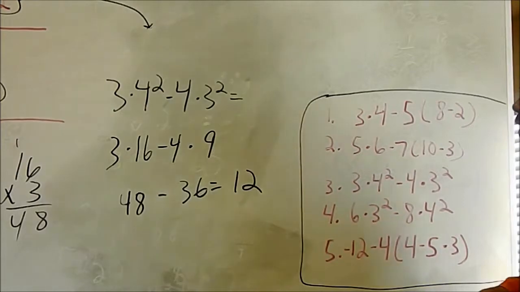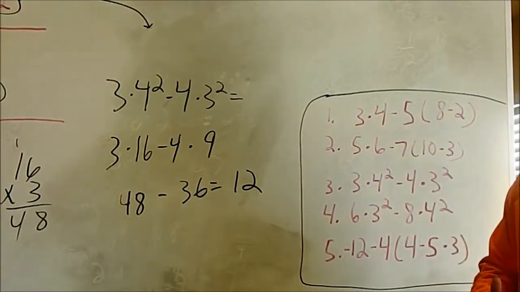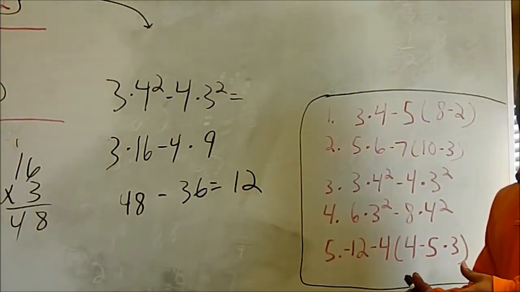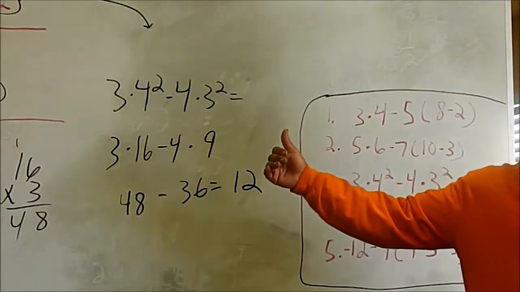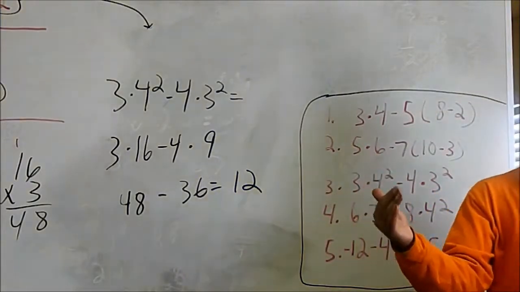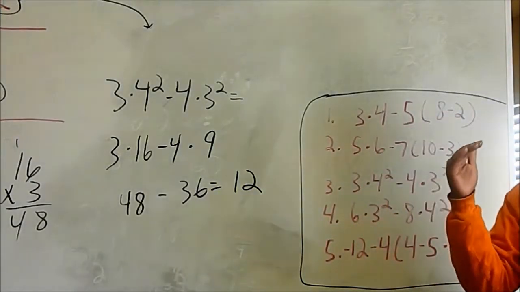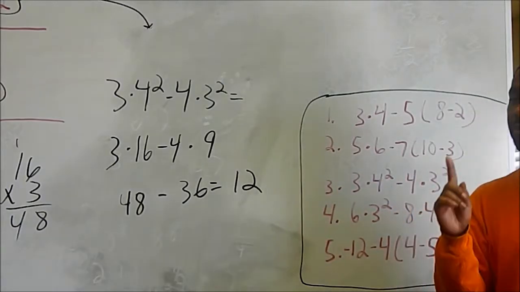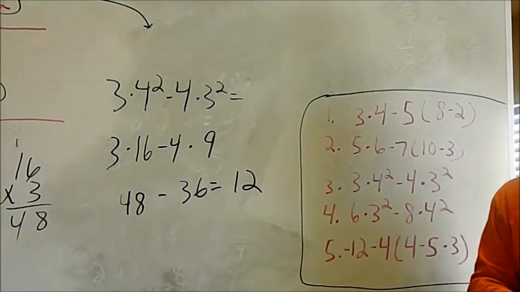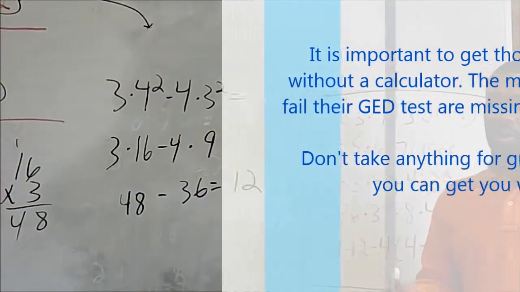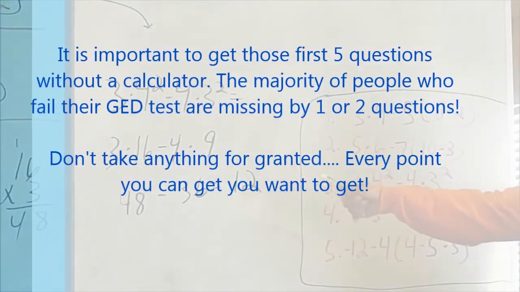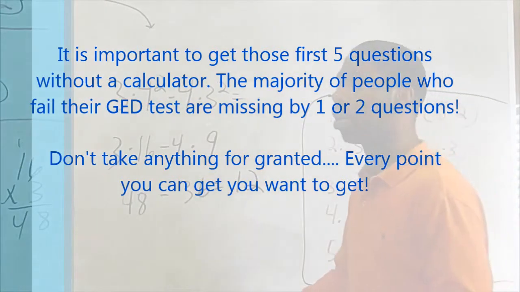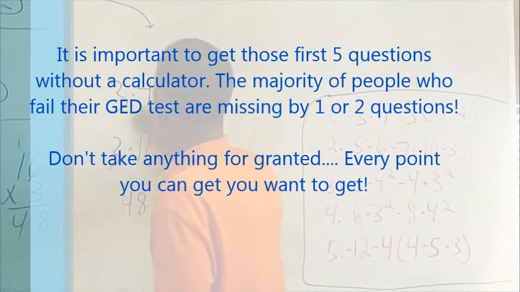And like I told you guys, the first 5 questions on your test, you're not going to have a calculator. It might seem small, because the rest of the test you're going to have a calculator, so you might take those first 5 questions for granted. But let me tell you something. Between 70 and 80% of the people who are failing the test are failing it by 1 to 3 questions. The majority of the time it is 1 question. That 1 question could be this. So you don't want to take anything for granted. Every point you can get, you want to get it. Okay?